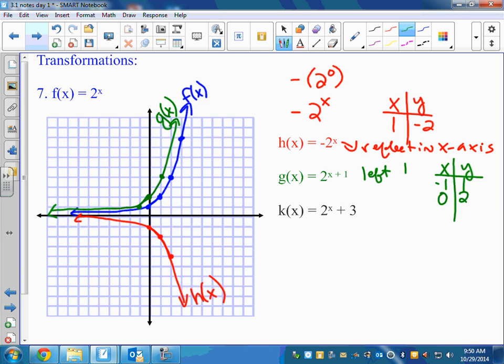And the last one, 2 to the x plus 3. A number added or subtracted outside of the function is a vertical shift, which is really important because it's going to change our asymptote, right? This is now moving up 3 units.